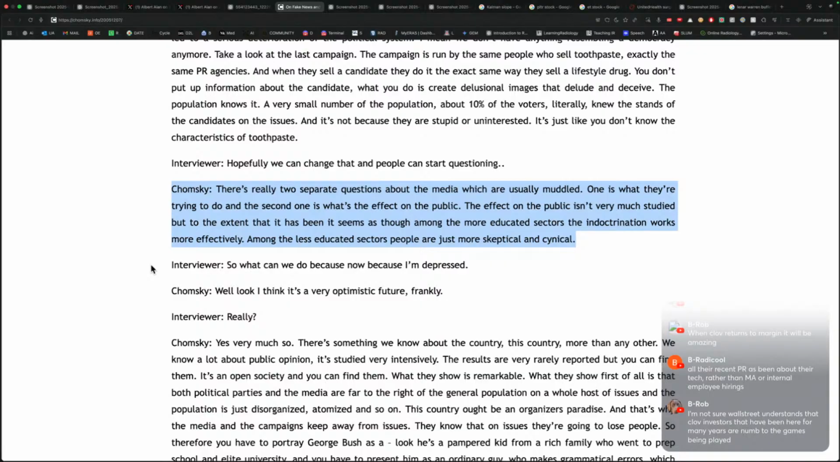I'm not saying the other side doesn't do it, but really though, and this is Chomsky saying this, who's liked by both Republicans and Democrats, right? He said among the less educated sectors, people are just more skeptical and cynical. Like, I don't believe this, right? So you have to understand your weakness. You don't want to be too indoctrinated where you believe in anything, and you don't want to be too cynical because then you won't learn anything.